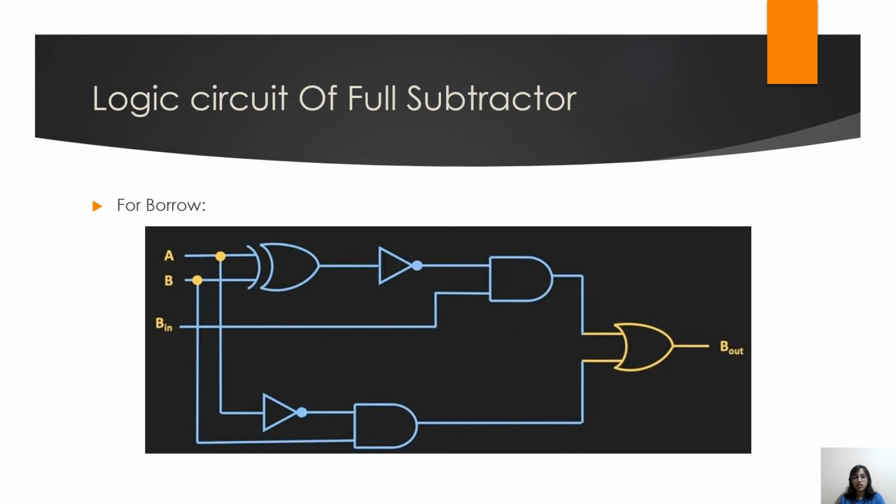Now this is the logic circuit for the borrow. Here A and B are inputs which are connected to a XOR gate, which is in turn connected to a NOT gate and given as one input for the AND gate. And the other input for the AND gate is given from the Bin. And for the second combination, A and B are taken as the inputs for another AND gate where A is given a NOT gate. Now both the AND gate outputs are given as inputs for another NOR gate. So Bout is the output.